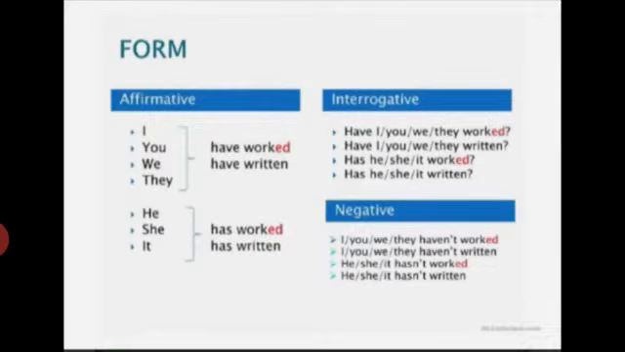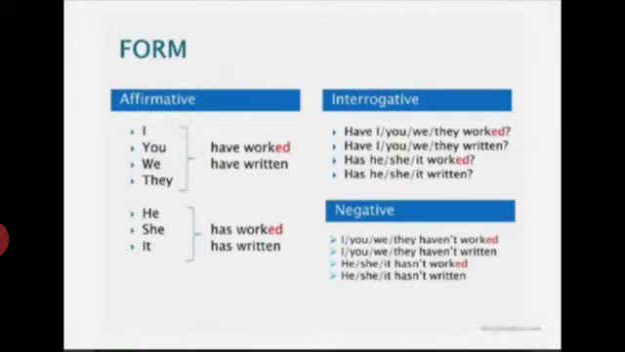And with the negative form, we use subject plus have or has plus not plus past participle. I haven't worked. I haven't finished. She hasn't worked. She hasn't finished. She hasn't done, etc. Okay, the form of the present perfect is subject plus have or has plus the past participle of the verb, which we can find in the list on page number 127 in your workbook.